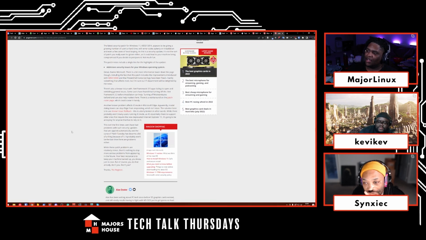Oh boy. Another known problem affects IE mode in Microsoft Edge. Apparently modal dialog boxes can stop Edge from responding, which isn't ideal. The solution here is to use known issue rollback. This is utterly broken, in other words. While there probably aren't many users running IE mode, as it's essentially there to support older sites that require the now deprecated Internet Explorer 11, it's going to be annoying for anyone that has to rely on it.